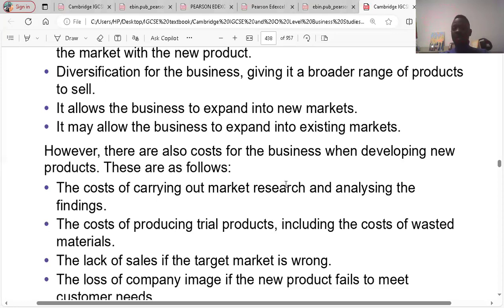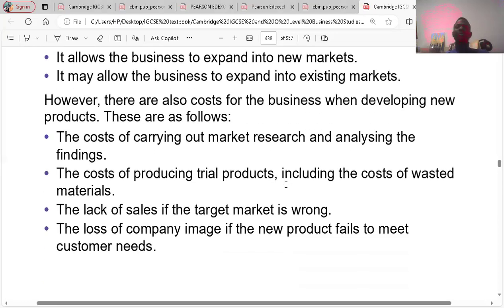So it said, however, there are also costs for the business when developing new products. These are as follows. We wouldn't see cost as a disadvantage because it's a process, it's improvement to the business, it's expansion, but you have to pay a price for it, and that is the cost.